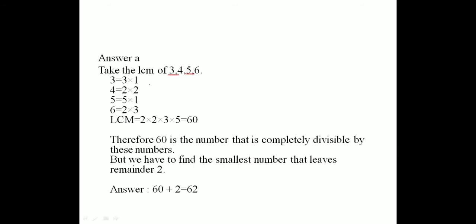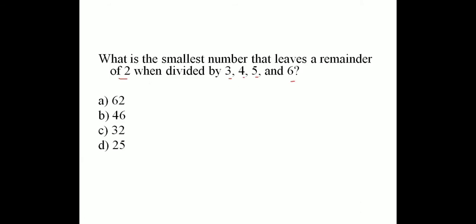Here, smallest number means we have to find out the LCM, right? 3, 4, 5, 6. What is the smallest number that leaves a remainder of 2 when divided by 3, 4, 5 and 6? So find the LCM of these given numbers and add the remainder to the LCM, that will be the final answer for this type of question.